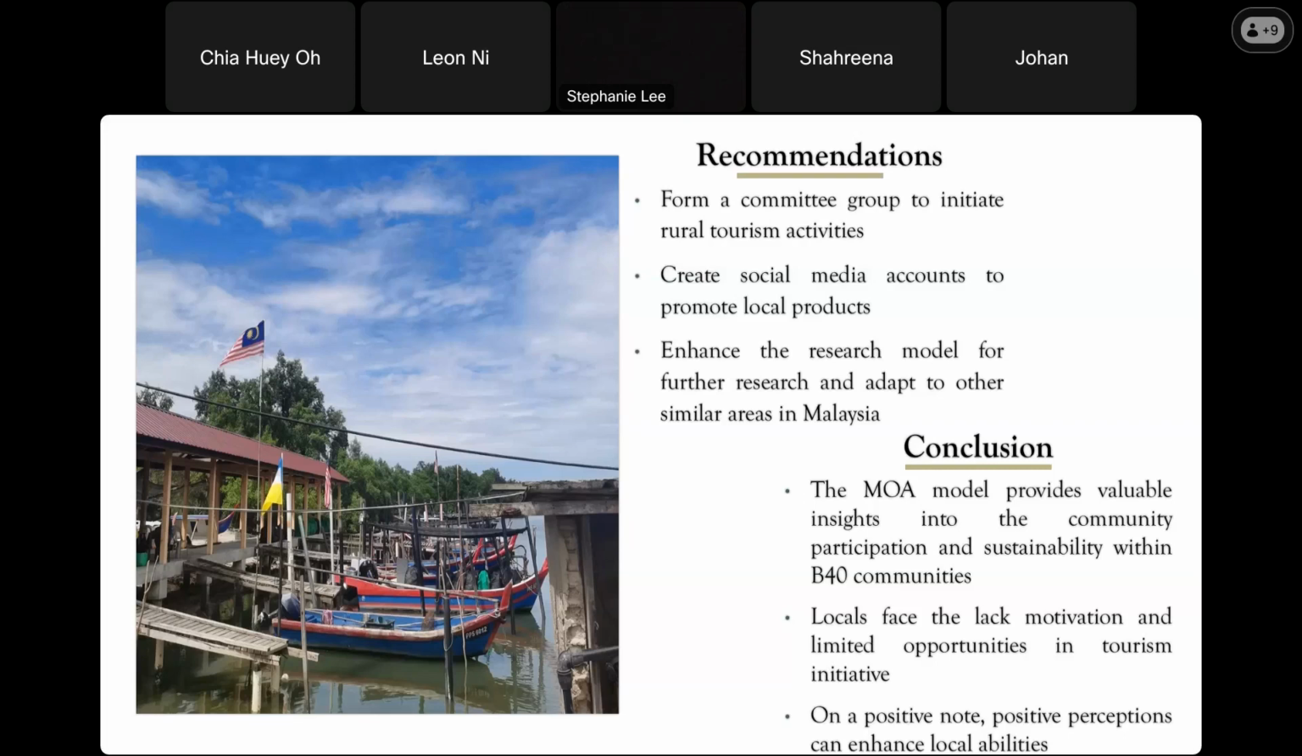So in conclusion, the MOA model offers profound insights into community participation and sustainability within the B40 communities. However, it reveals challenges such as a lack of motivation and limited opportunities for locals in tourism initiatives. Despite these obstacles, there's a positive aspect. Positive perception has the potential to enhance local abilities. This implies that addressing motivational and opportunity-related hurdles is crucial for fostering a more inclusive and sustainable rural tourism development in B40 communities.